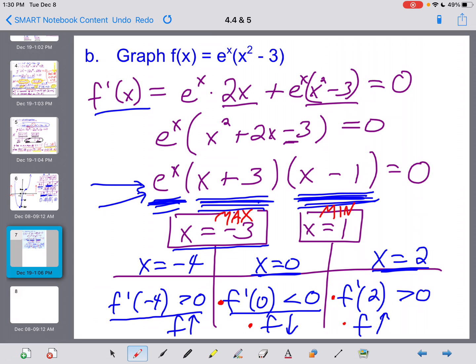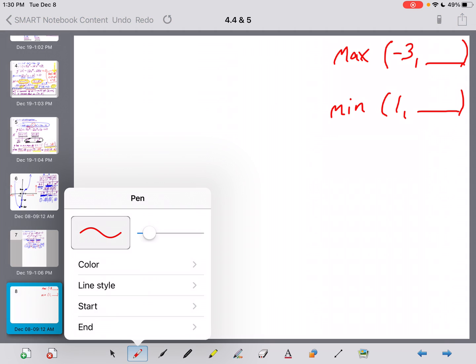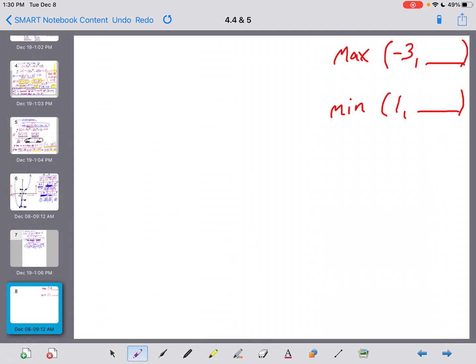I'm going to run over to the next sheet right here, and I'm going to start making just a little bit of a list of what we know, guys. We said that we had a maximum when x was equal to negative 3, and we'll figure that y value here later on. We've got a minimum that happened when x is equal to 1, and again, I'll figure that y value out later on as well. The next thing we need to do, though, guys, we've pretty much learned everything we need to learn from the first derivative. Now we need to go to the second derivative.